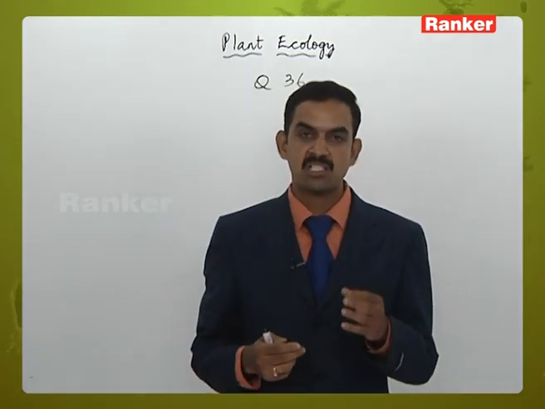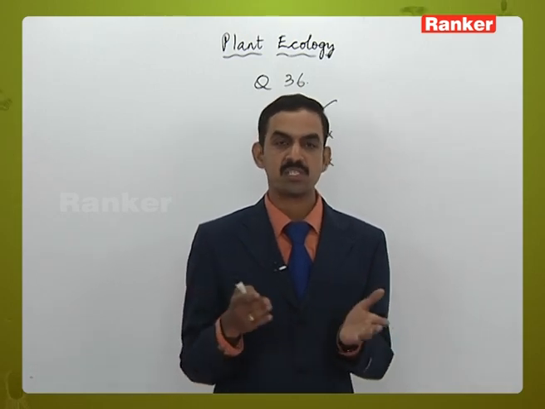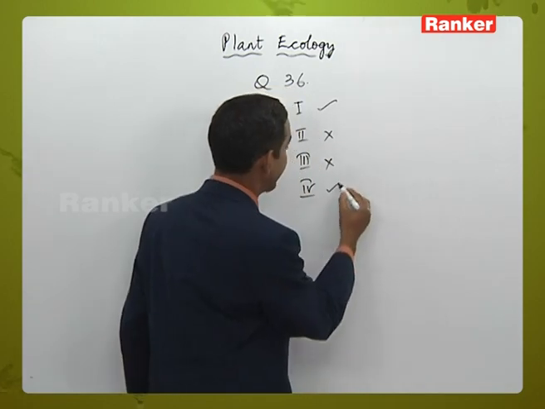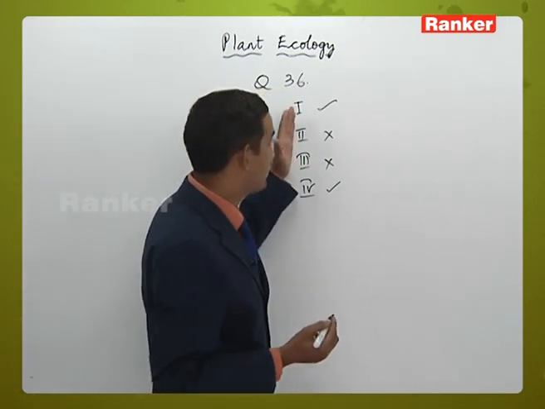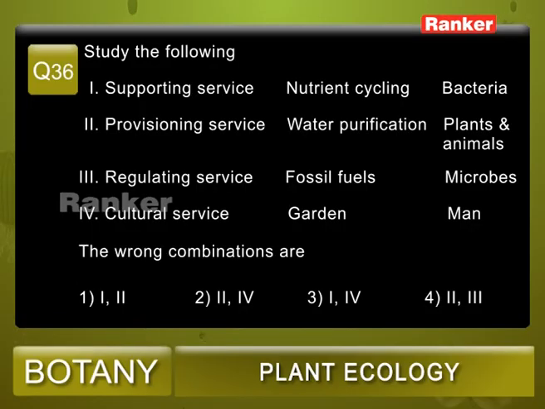Fourth one, cultural service, garden and man. Here the cultural service includes the gardening process which is done by man. So the fourth one is correct. From the 4 combinations, second and third are incorrect. So question number 36, the correct answer is 4.